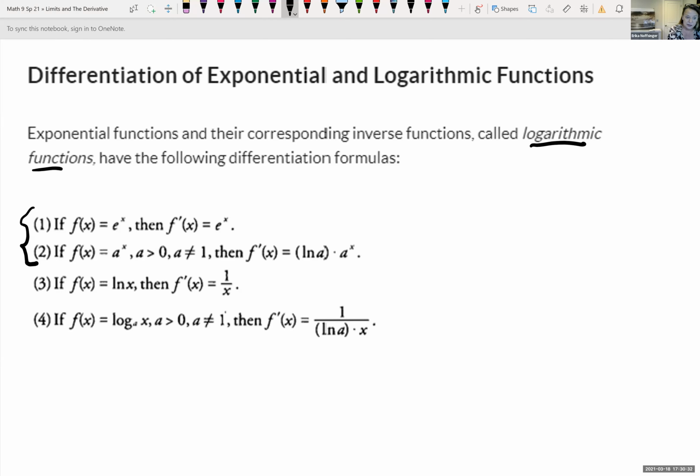So we found the easy one was if we have f of x equals e to the x, then our derivative of f of x is e to the x. A little more complicated one was if f of x is equal to some other base a raised to the x. We had to have our stipulations: a was positive, a didn't equal 1. The derivative we found was the natural log of whatever base we had, in this case a, times the original exponential function a to the x.